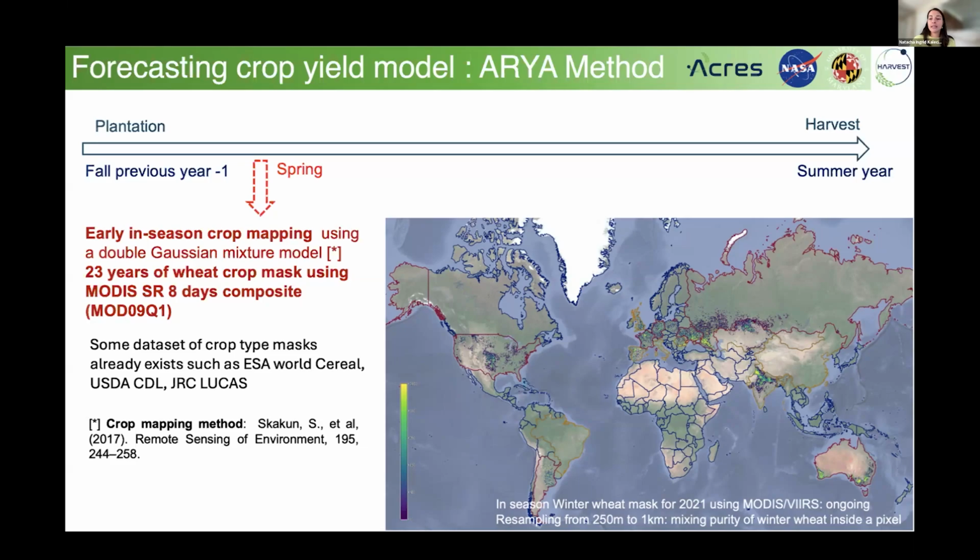And we built an early in-season crop map, for winter wheat for example, at the beginning of the year around March, April, because we want to do a yield forecast for the current year. If you don't have any crop type mask, that's a completely other subject, like Christian was talking about before. You can already find some datasets with crop type masks, like from ESA or the USDA CDL, GRC, LUCAS. They are not in-season crop masks, but you can already use them to build and train some yield model.